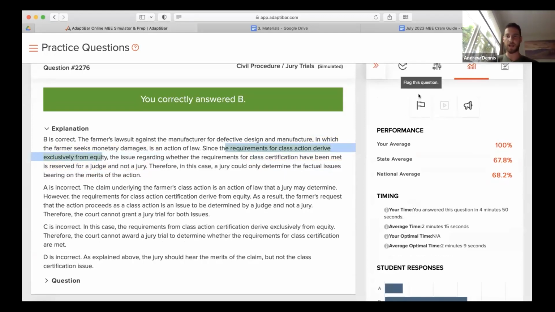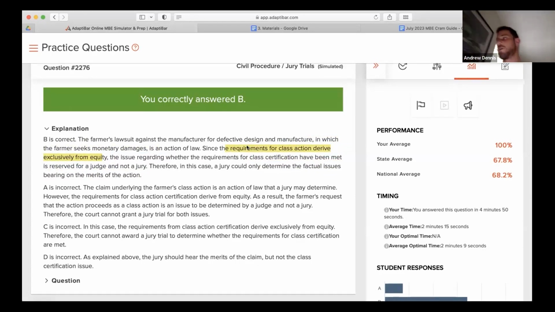Can you clarify what the actual question is asking? So the question is saying that there's two matters here. There's a matter of whether we should certify the class, and then there's the matter of the actual case at hand. And what the question is asking is, who gets to decide those matters? Does the defendant have a right to a jury on both those matters? And the answer is no, only on the underlying merits of the case.